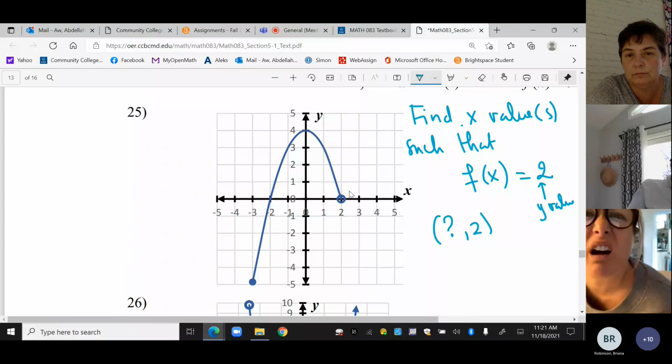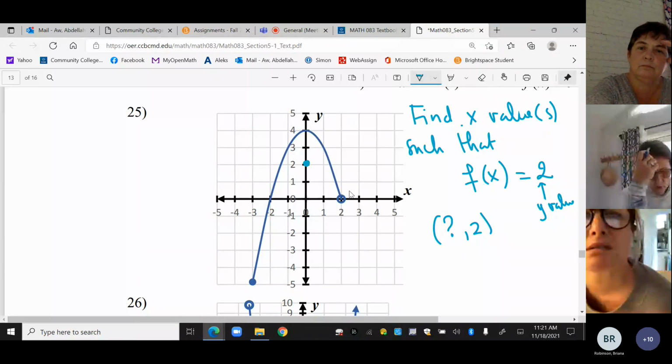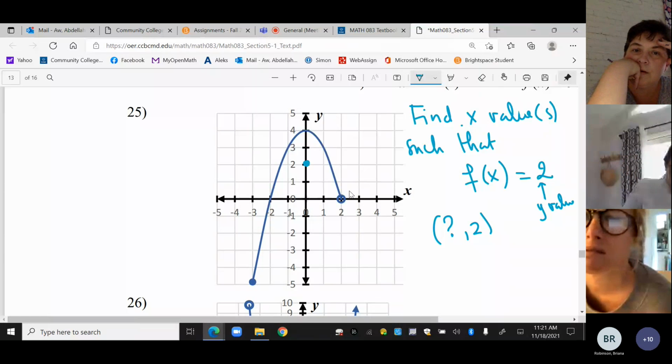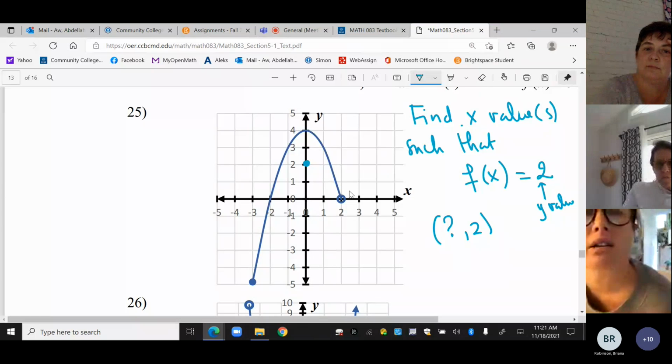Now, where are you going to find the 2? On the vertical axis or on the horizontal axis? The vertical, the y-axis. Exactly. This is my 2. How am I going to read the axis? What kind of line will I draw? A horizontal line. Exactly. We do a horizontal line that passes through 2.